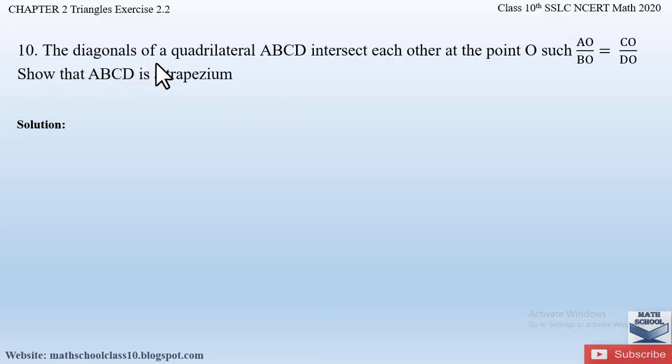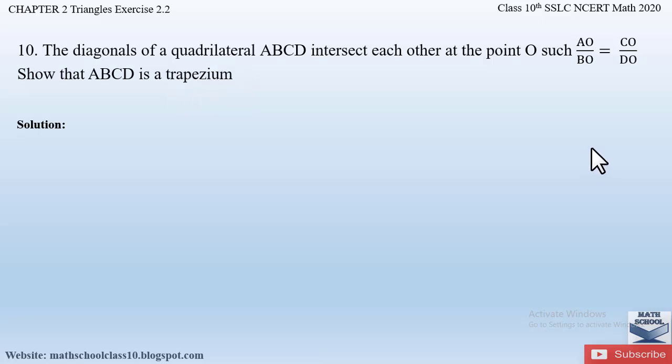So here they're saying that the diagonals of a quadrilateral, so they have given us a quadrilateral ABCD, and we have to prove that it is a trapezium, right? What is the difference between a quadrilateral and a trapezium? Both are four-sided figures, but in a trapezium you have two sides parallel and two sides non-parallel. So if we prove that any two sides are parallel, then we can say that the figure forms a trapezium.